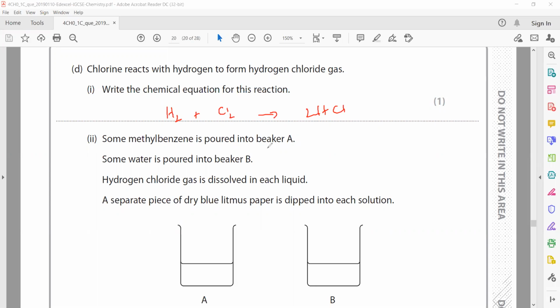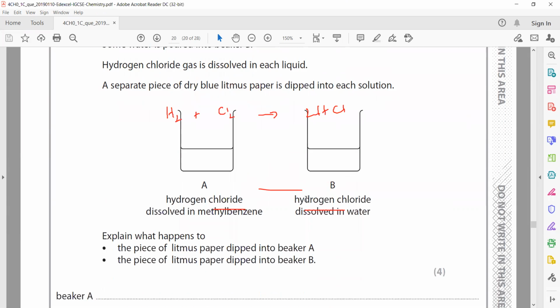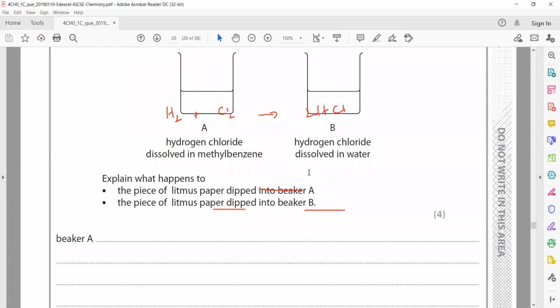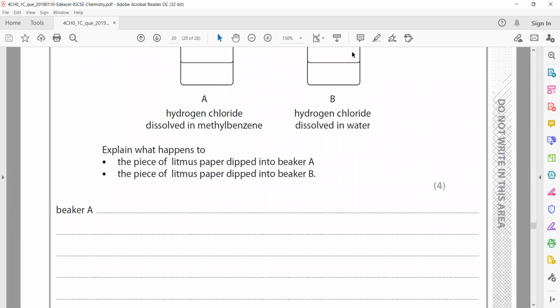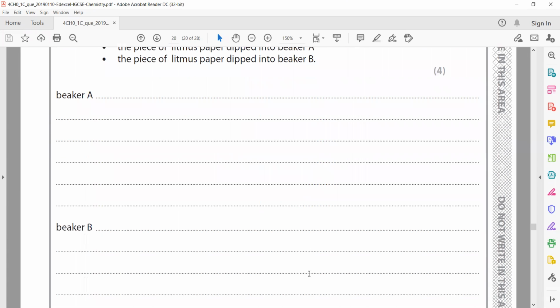Some methyl benzene is poured in beaker A and some water is poured in beaker B. Hydrogen chloride gas is dissolved in each liquid. A separate piece of dry blue litmus paper is dipped into each solution. What happened to the piece of litmus in beaker A and beaker B?